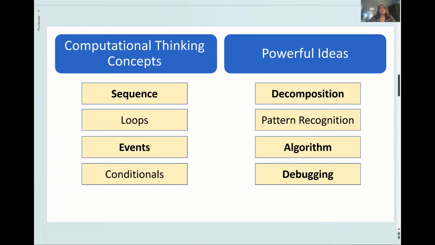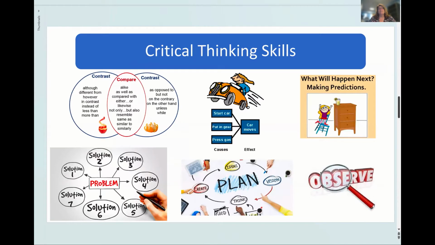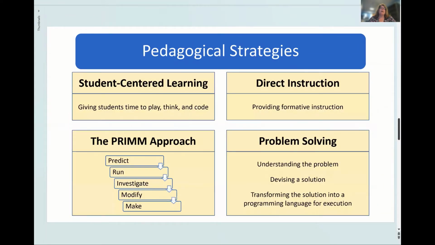Students will also use additional critical thinking skills such as compare and contrast, cause and effect, predict, problem solving, plan, and observe. In this video, I will demonstrate this lesson and point out opportunities to use the following pedagogical strategies to support student learning. We will use student-centered learning where students have time to play, think, and code, as well as direct instruction on key elements. We will also use the PRIM approach where students predict, run, investigate, modify, and make a program. Lastly, we will focus on the process of problem solving.